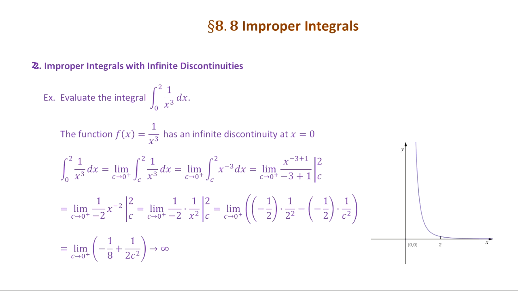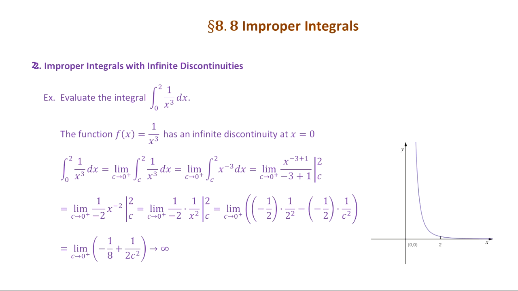So again, just do it in two steps. You replace 0 by c in the lower integration limit. You integrate 1 over x cubed, and then you take the limit with c approaching 0 from the right. Okay, so again, the vertical asymptote is on the left at x equals 0.